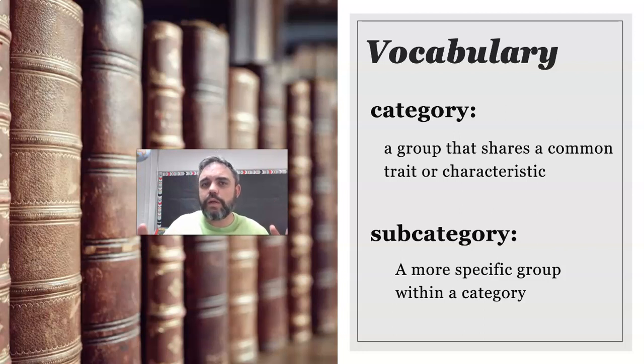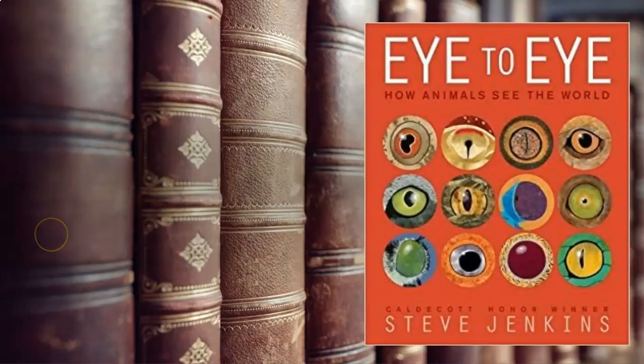Now that we have a good idea about what we're looking at in the fourth grade for category and subcategory, let's look at an example of how nonfiction authors actually organize their writing in these categories. For our first example, we are going all the way back to something from the first semester. We're going back to Eye to Eye. Okay? If you guys remember, this was an amazing book about all the different ways animals can see the world, how their eyes are structured. And it gave tons of different examples. And I thought this was really, really cool.